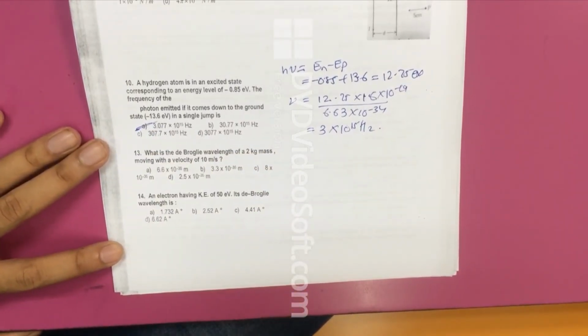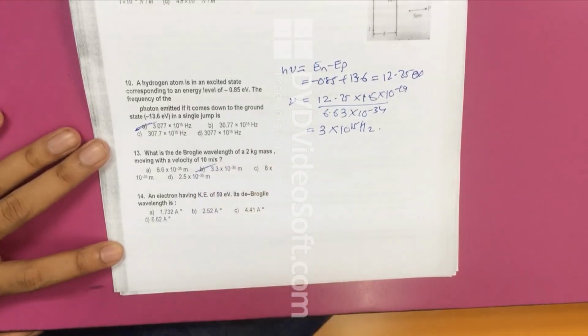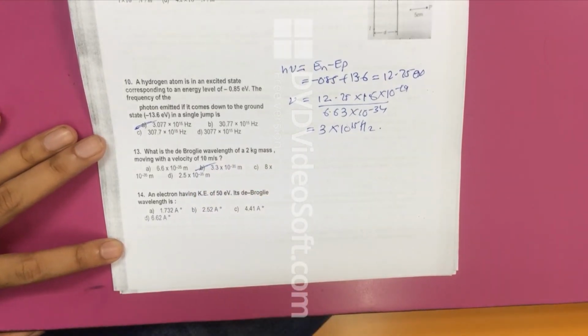What is the de Broglie wavelength of a 2 kg mass moving with a velocity of 10 meters per second? A straightforward de Broglie formula with all the values given. So the correct answer here would be 3.3 multiplied by 10 raised to minus 35 meters.